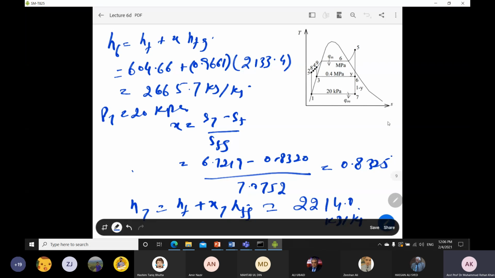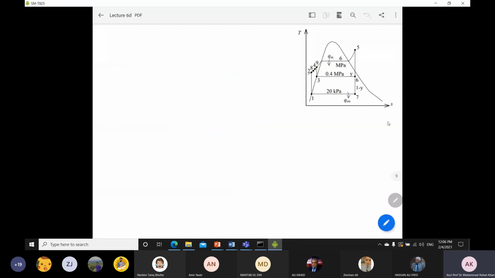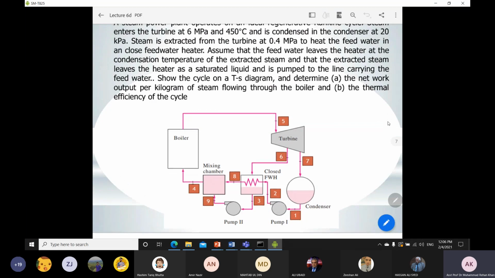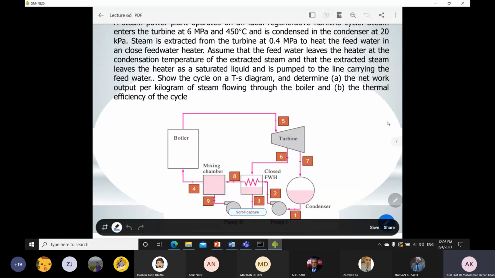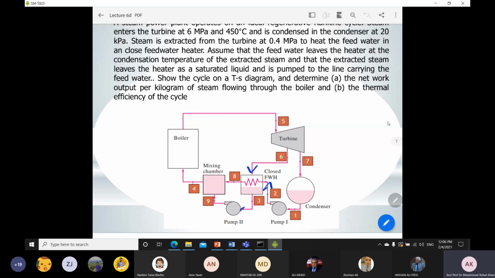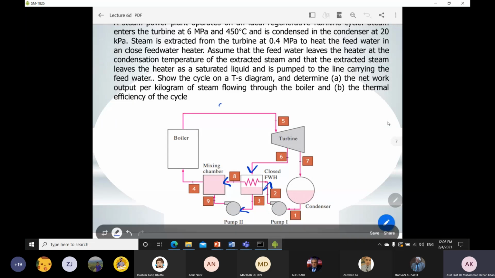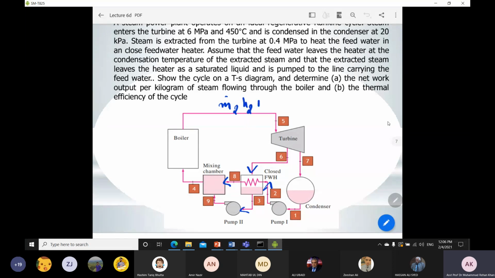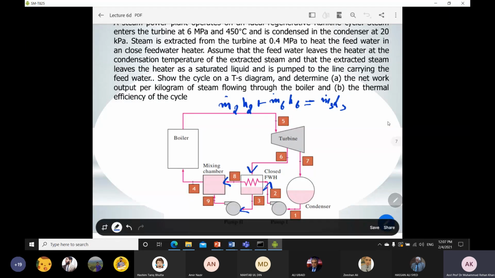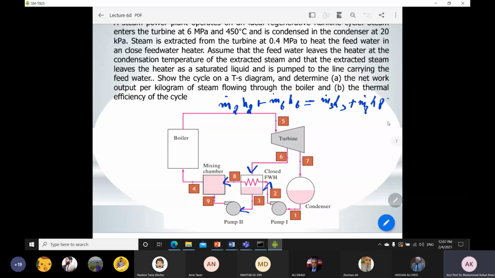Okay, so all the states are known to us now. Another important thing is that you have to find y. So again you have to apply the energy balance equation. Okay, so we will just come from this one. We have to apply the energy balance equation for our closed feedwater heater. If you notice, this is coming in, this is coming in, this is going out, and this is going out. So then you have to just write m dot 2 h2 plus m dot 6 h6, because these are the inlets, is equal to m dot 3 h3, this is going out, plus m dot 8 h8. Okay, so this is your energy balance equation.